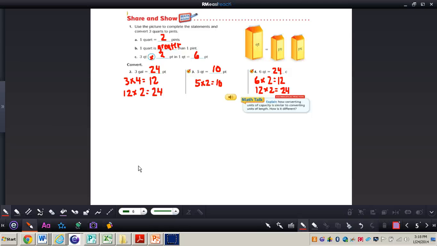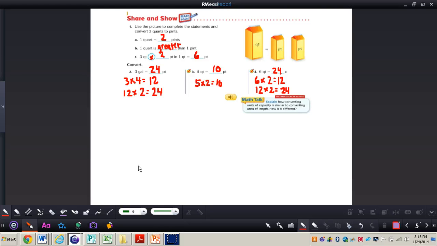The next one, trying to figure out how many quarts, 5 quarts equals how many pints. We multiplied 5 times 2. The reason why we multiplied is because we went from a larger to smaller. The reason why you multiplied by 2 is because there are 2 pints in each quart. And then finally, 6 quarts equals how many cups. Multiplied 6 times 2, because we need to figure out how many pints are in 6 quarts first of all, and that gave us 12. And we know that 2 cups equals 1 pint, so we multiplied 12 times 2, giving us 24.